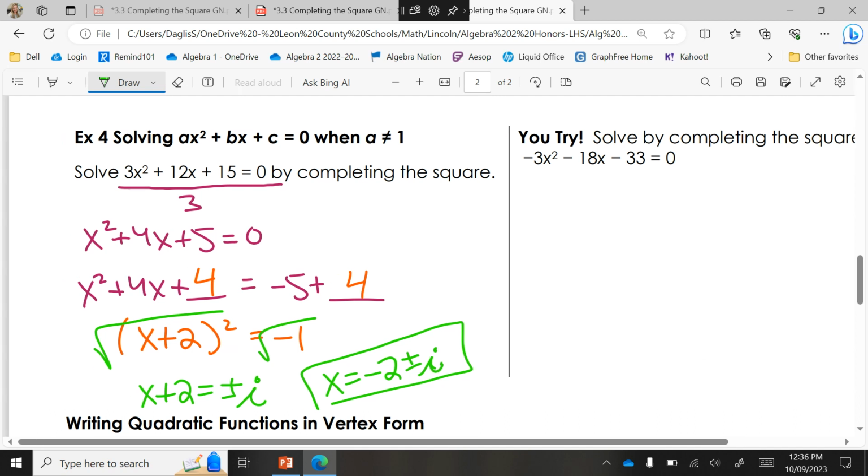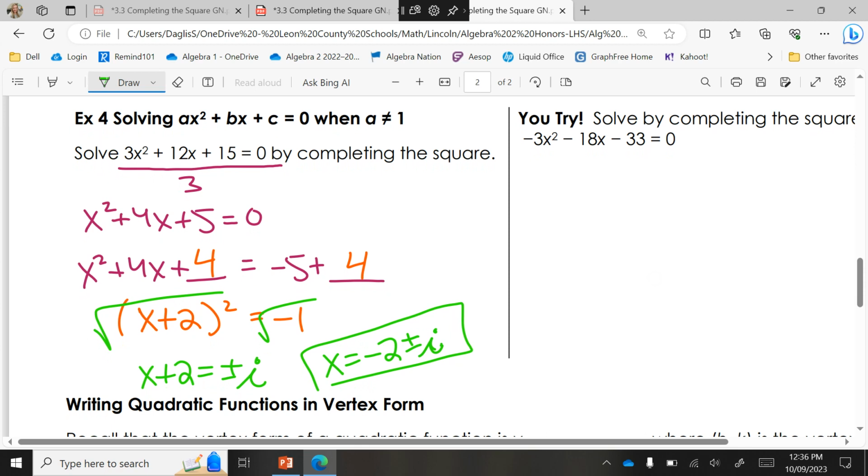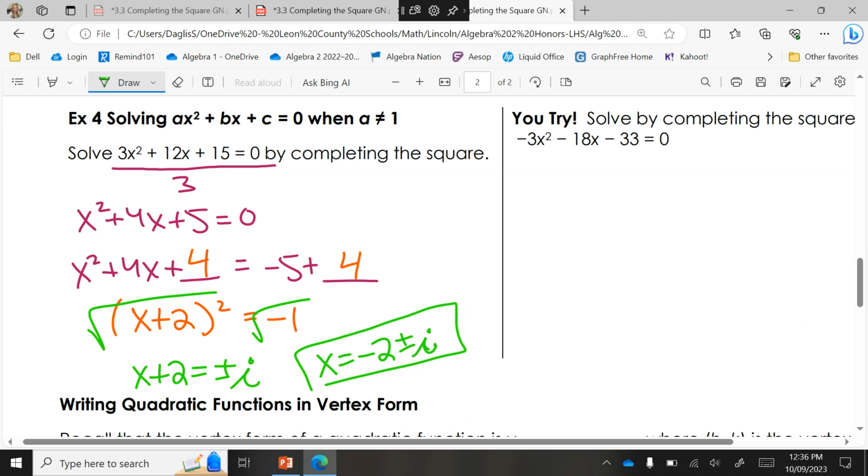So there's where my complex numbers come in. Because before in Algebra 1, you would have said, oh no, no real solution. You weren't wrong. There is no real solution because it's imaginary. So we didn't totally lie to you. We just didn't tell you what it really was. All right, you try the next one.